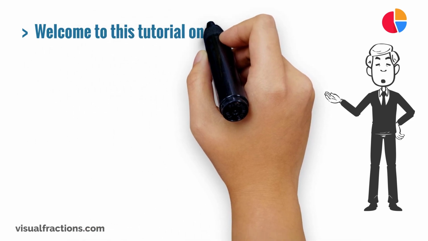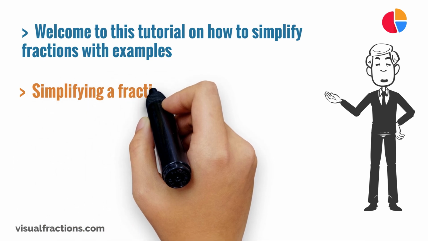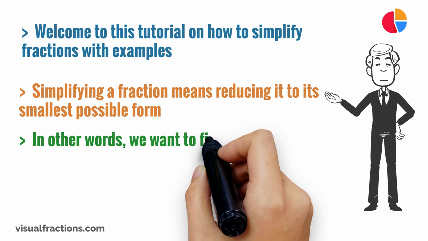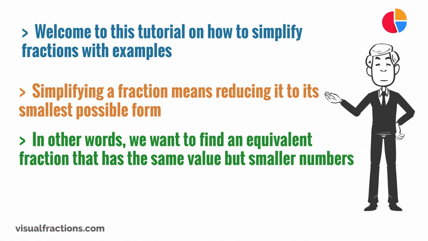Welcome to this tutorial on how to simplify fractions with examples. Simplifying a fraction means reducing it to its smallest possible form. In other words, we want to find an equivalent fraction that has the same value but smaller numbers.